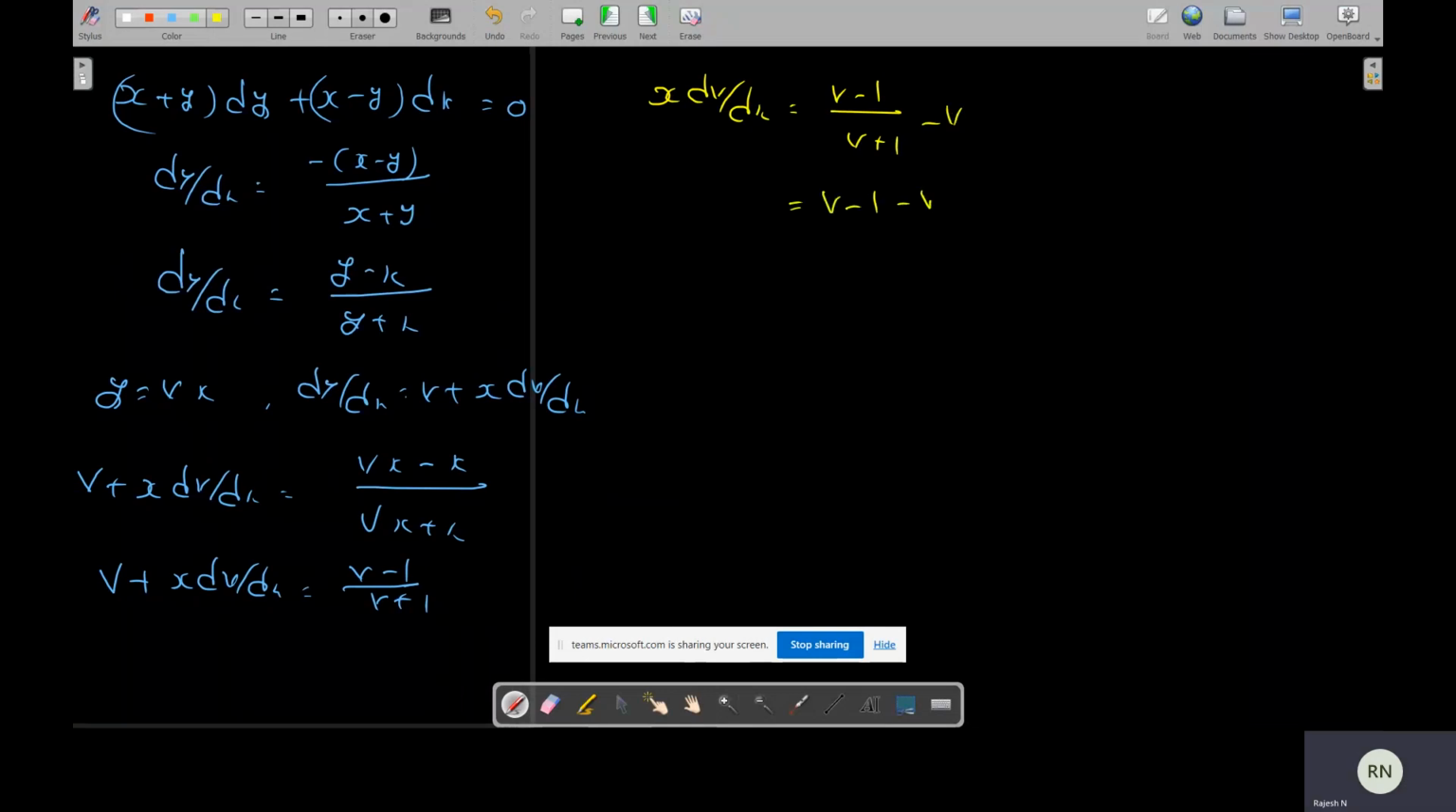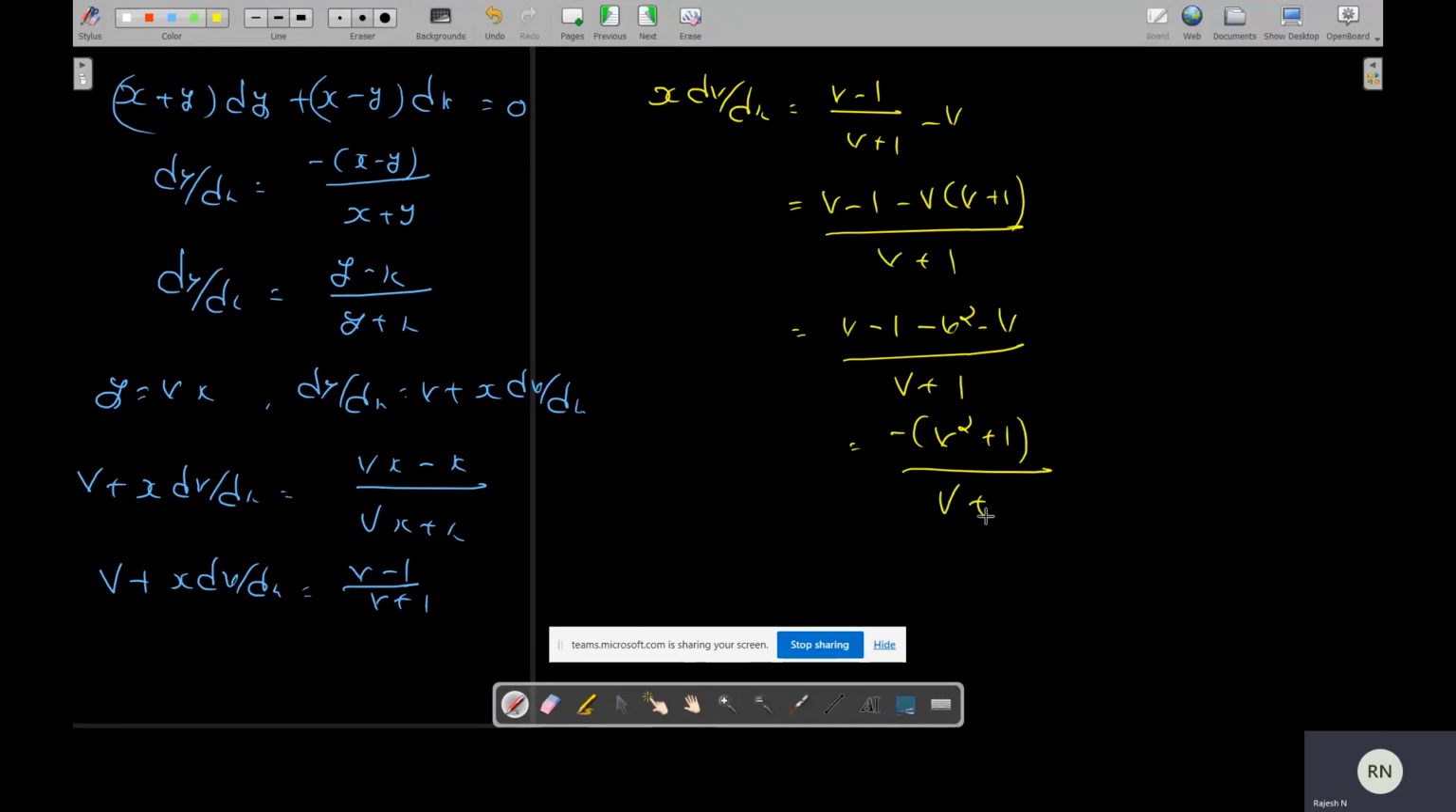So (v minus 1 minus v into (v plus 1)) by (v plus 1). So (v minus 1 minus v squared minus v) by (v plus 1). So minus of (v squared plus 1) by (v plus 1). Therefore, (v plus 1) dv by (v squared plus 1) is equal to minus dx by x.